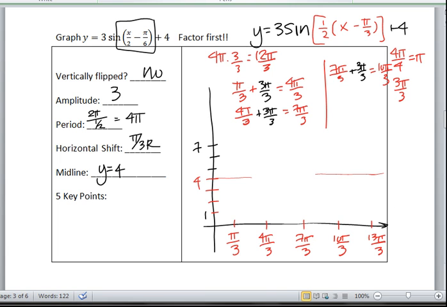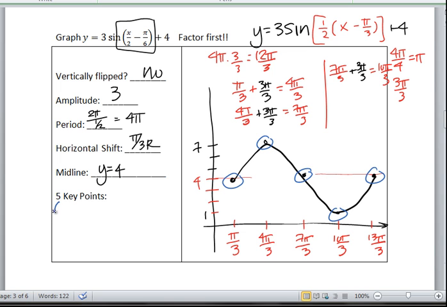Alright, so now I'm ready to draw my graph. This is what? Sine. So I start in the middle. I go up to the top, back down to the midline, down to the minimum, and back up to the middle. And now I can just connect my dots here. Right? And then I have my 5 key points right here.